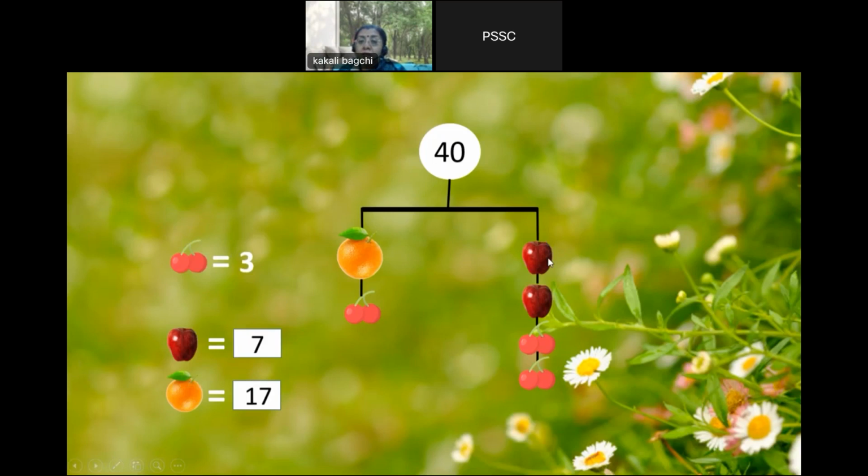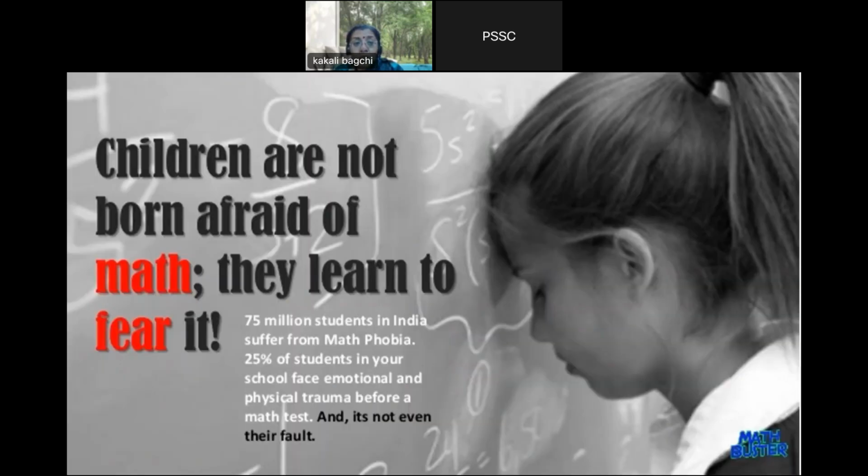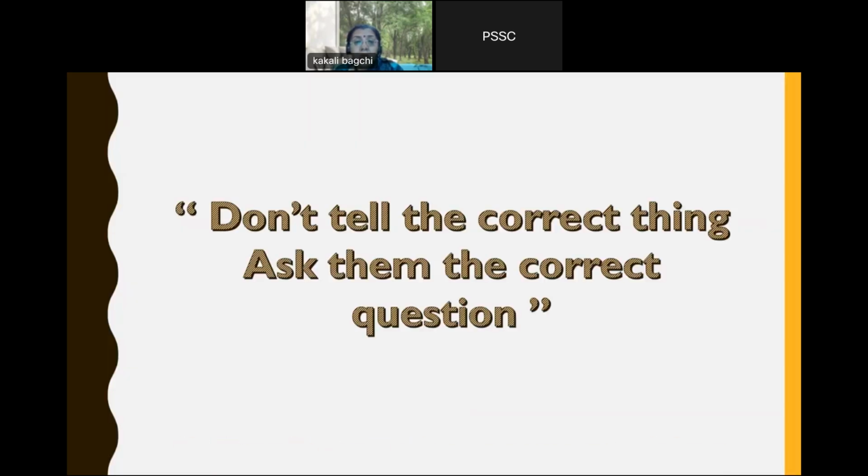3 plus 3 is 6. 7 plus 7 is 14. So this is actually a higher concept of equation. But definitely we can give it in the junior class. It is our perception. How can we? So remember, don't tell the correct thing. Ask the correct question.